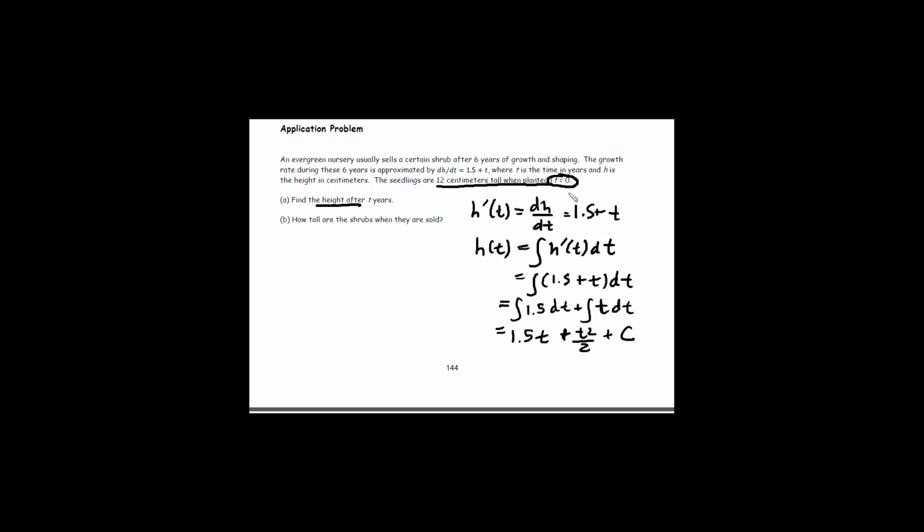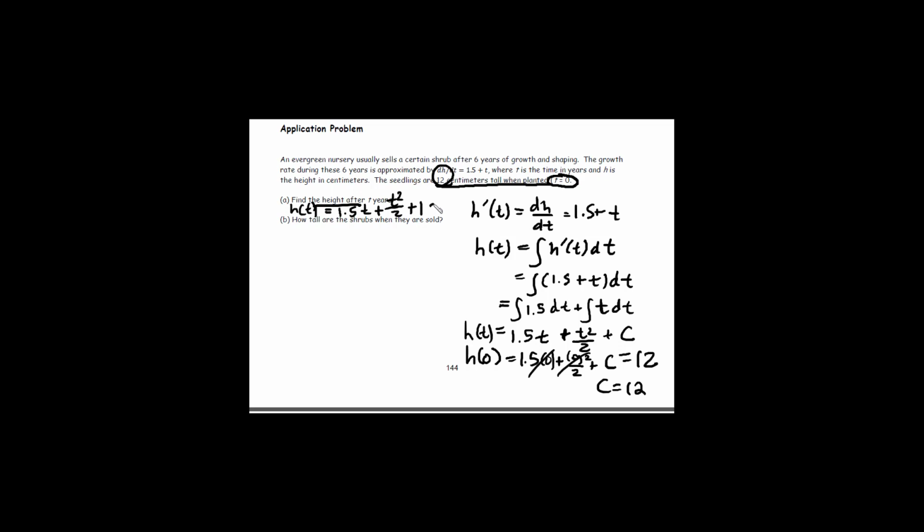But we can actually figure out what c is in this particular case. We haven't been able to so far, but in this case we can, because we know that when t is 0, this whole thing is equal to 12 centimeters. So we set that equal to 12. If we replace t with 0, we have 1.5 times 0 plus 0 squared over 2 plus c is 12. So that just means that this goes away and that goes away, so c is 12. So the height after t years is h of t equal to 1.5t plus t squared over 2 plus 12.